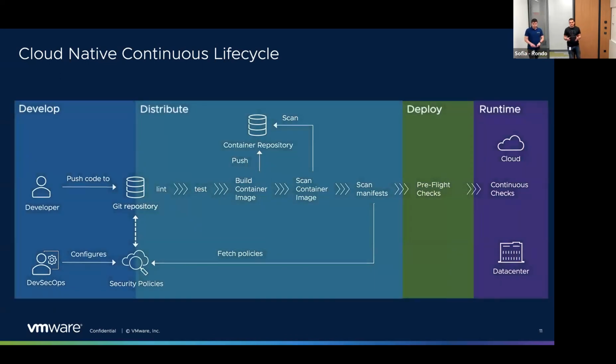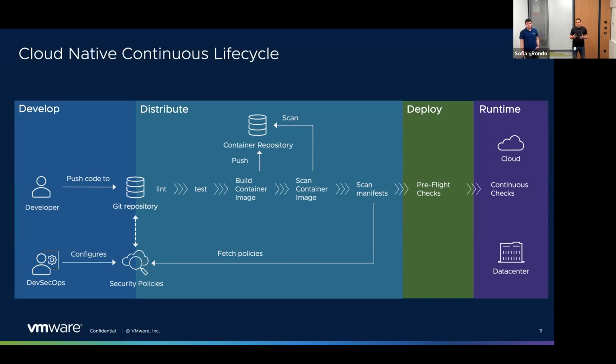So this can actually be broken down into 4 phases: develop, distribute, deploy, and runtime. This whole topic actually is a very big topic. It's both broad, but it gets very deep in different areas. So today we'll try to cover the high-level overview with some more specific examples on different security controls and security practices that we can implement within the continuous lifecycle.